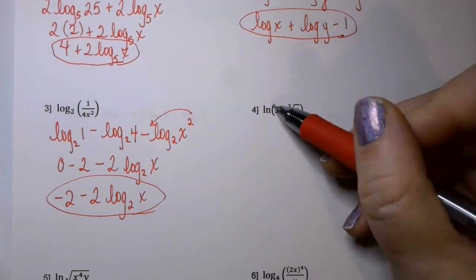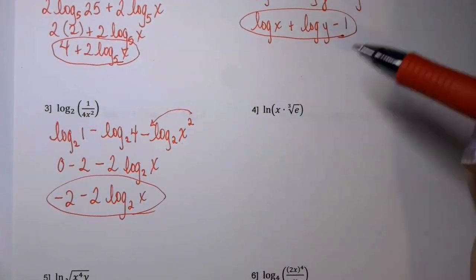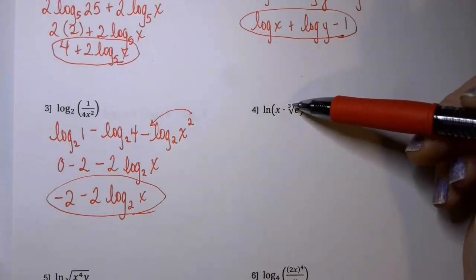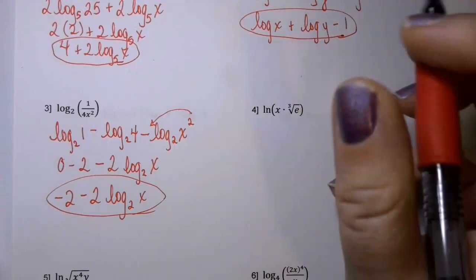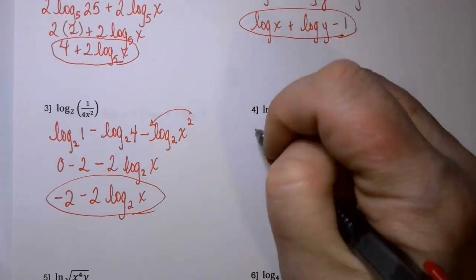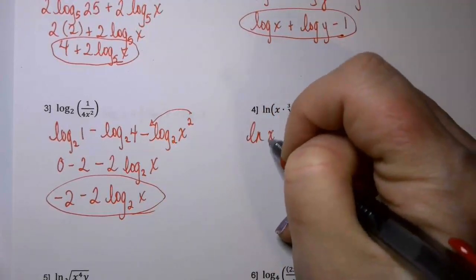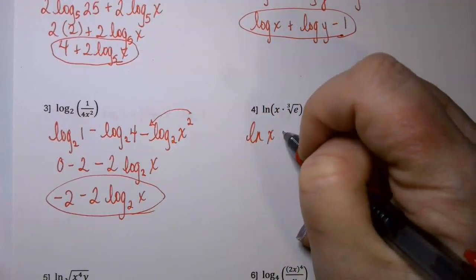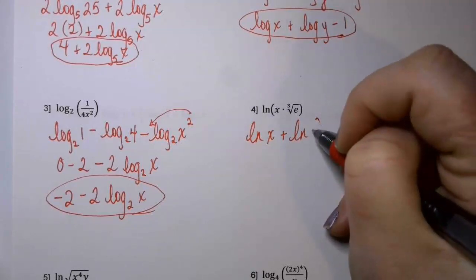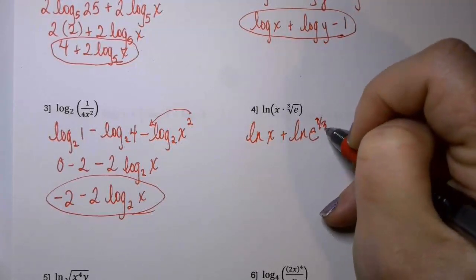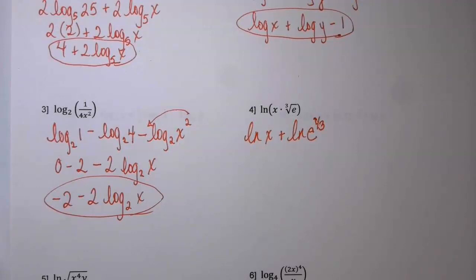Okay, example 4 is a natural log of the product x and the cube root of e. So we'll use the product property to expand this into the natural log of x plus the natural log of e to the 1/3 power, because a cube root is equivalent to a 1/3 power.